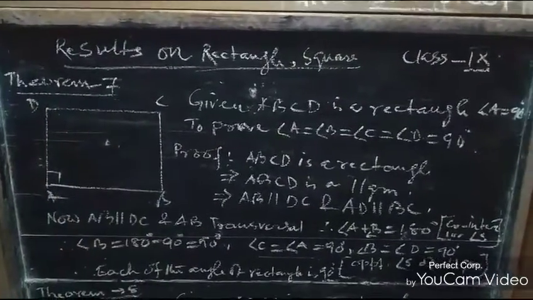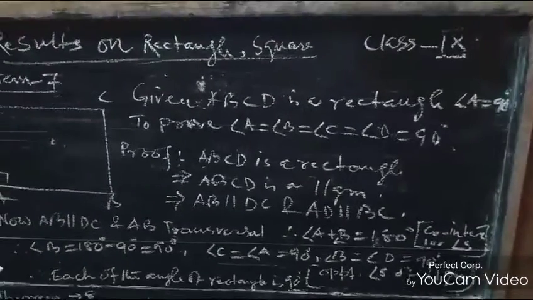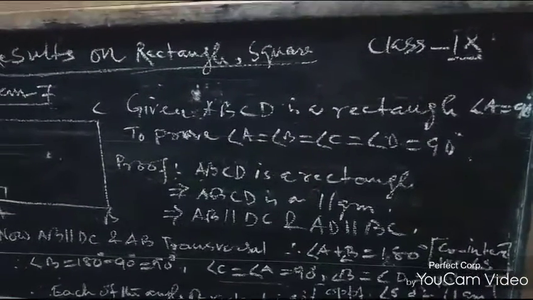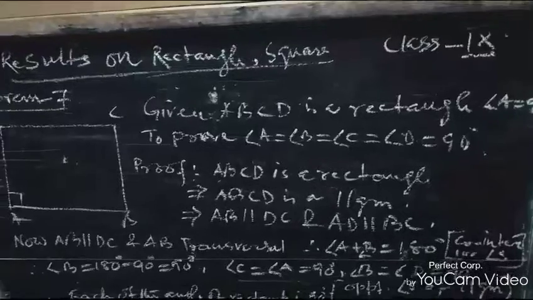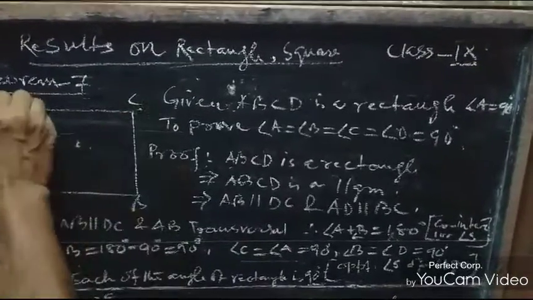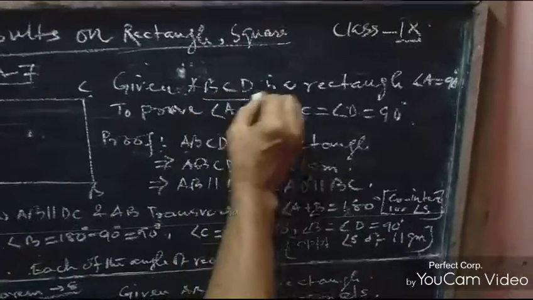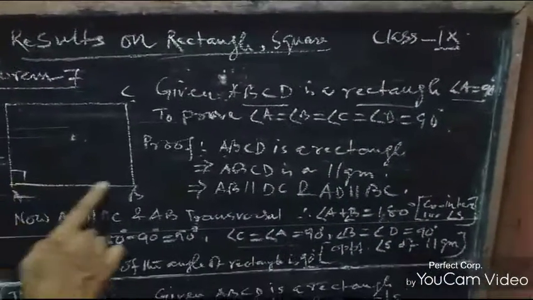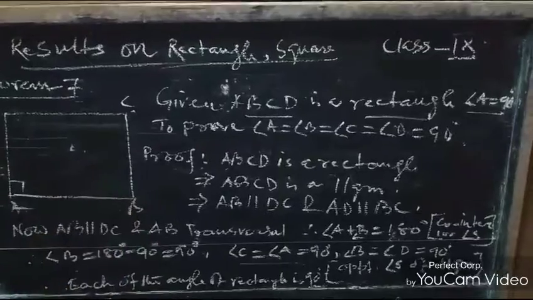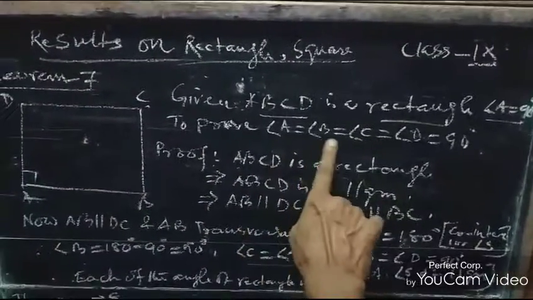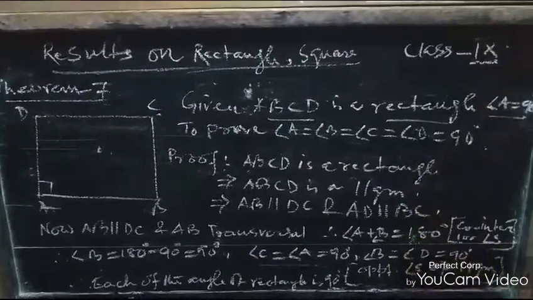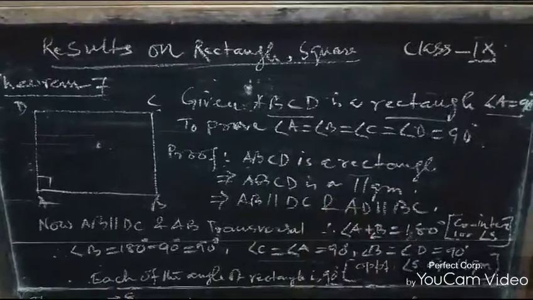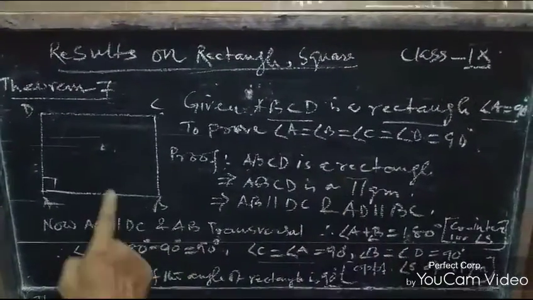Theorem number 7 asks us to prove that each angle of a rectangle is a right angle. That is, ABCD is a rectangle whose angle A is 90 degrees. So we need to prove that all the angles are 90 degrees, that is, angle A equals angle B equals angle C equals angle D equals 90 degrees.